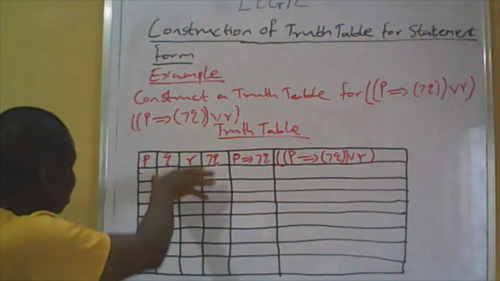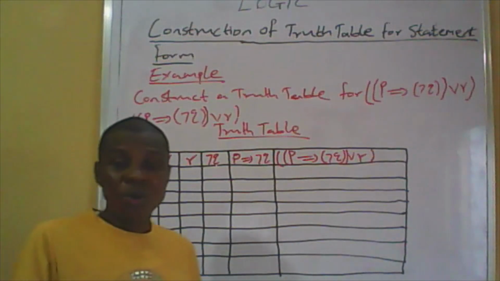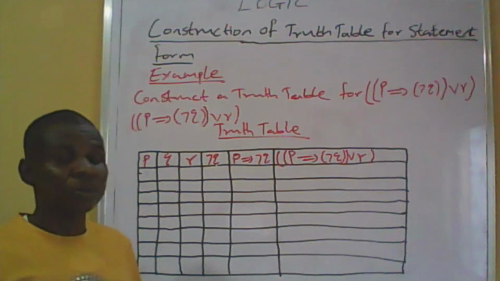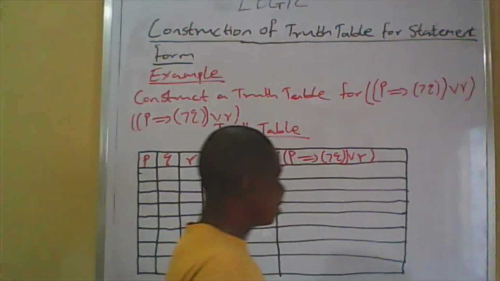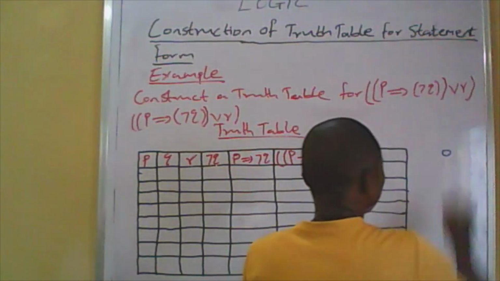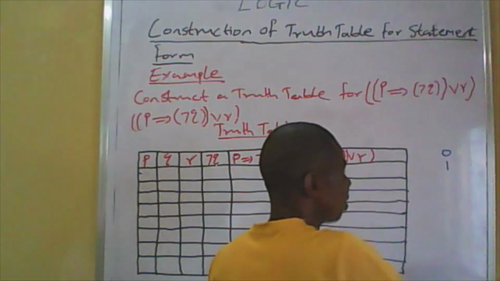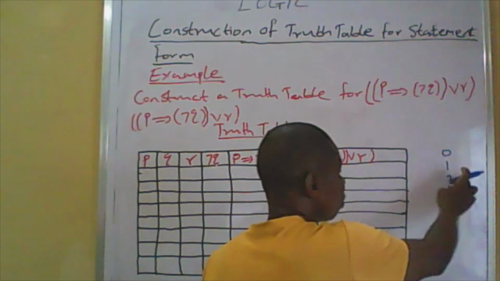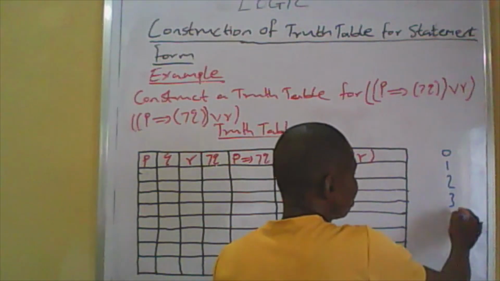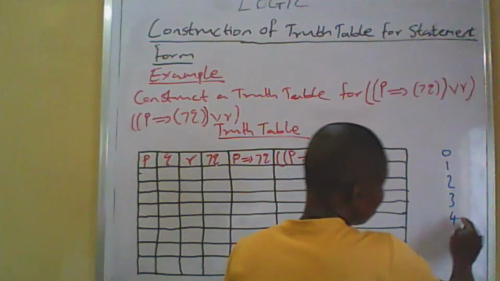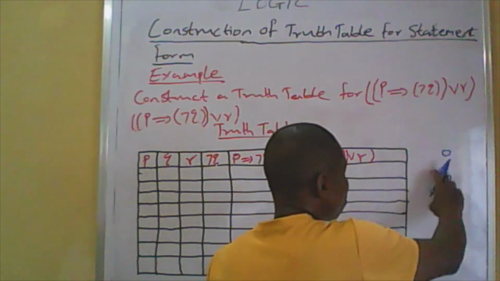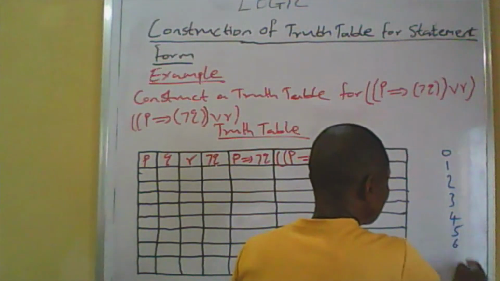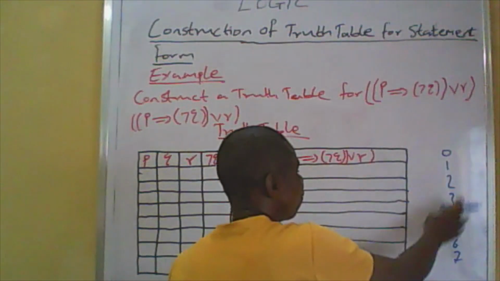Now you have 8 rows. That means we are going to combine the truth values of the simple statements in 8 different ways. The rows are numbered first row 0, second row 1, third row 2, fourth row 3, fifth row 4, sixth row 5, seventh row 6, eighth row 7. They are now 1, 2, 3, 4, 5, 6, 7, 8.